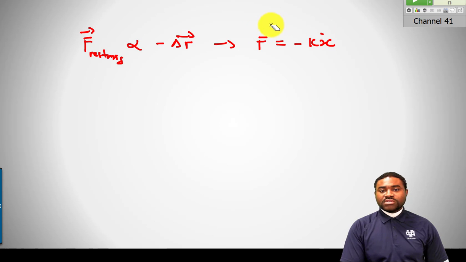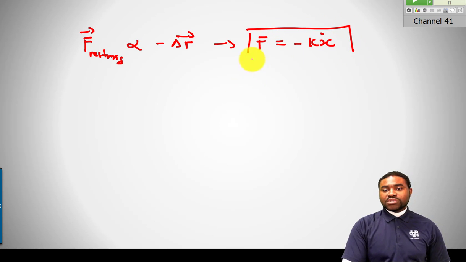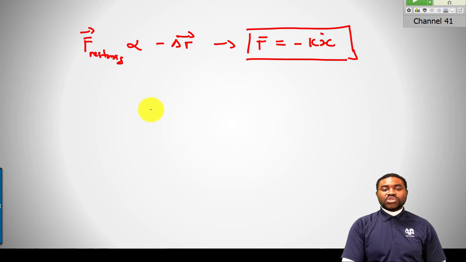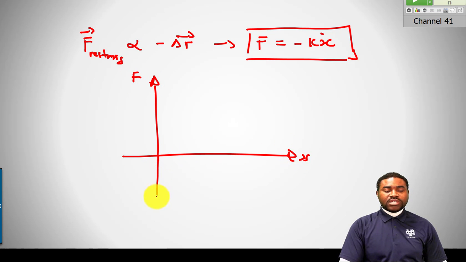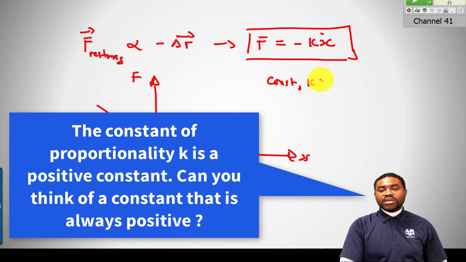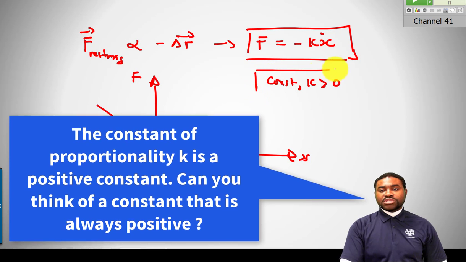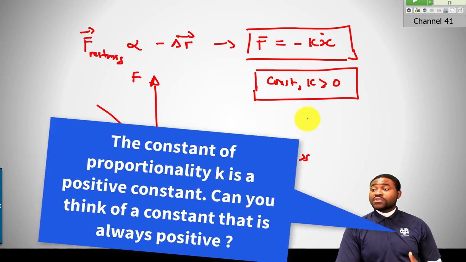Let me use scalar so it makes the mathematics easy. The restoring force is equal to negative kx. So if you draw a graph of our restoring force F against the displacement x, it's actually going to be negative like that. That will be how the graph will look. Now, this constant k is always positive. It's a positive constant.